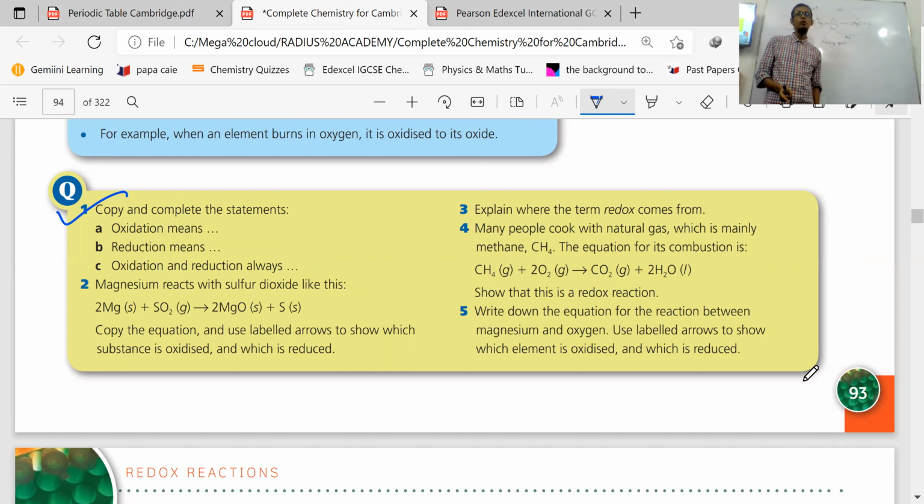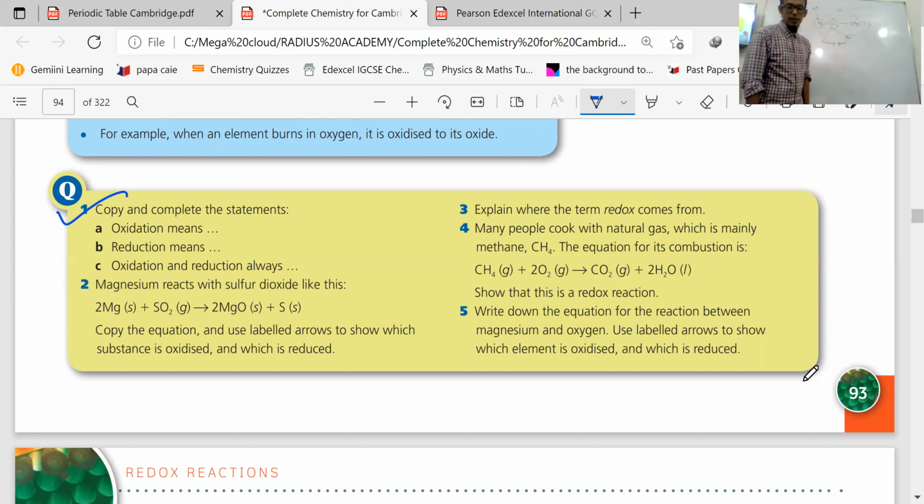Explain where the term redox comes from. Reduction and oxidation. Short form, redox. Red ox, fine? In redox, red means reduction, ox means oxidation. So we are writing the short form, ox and red.